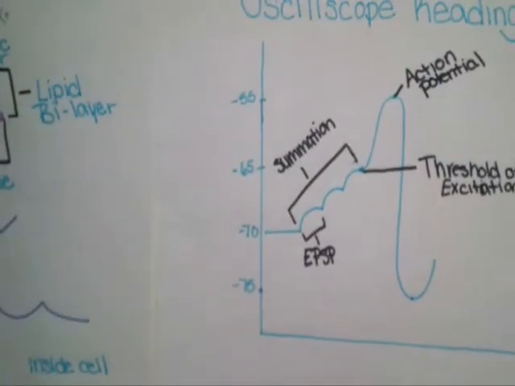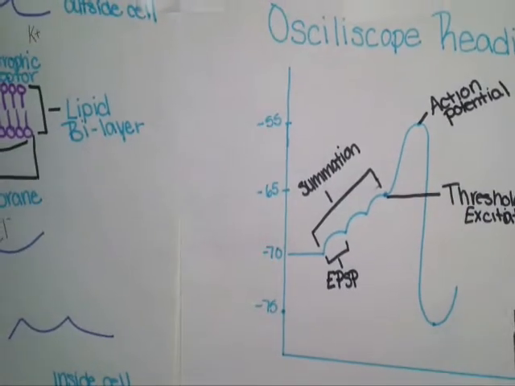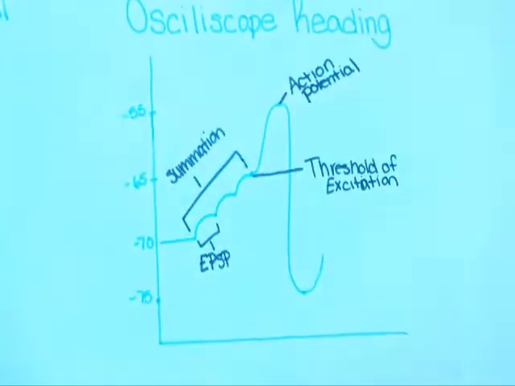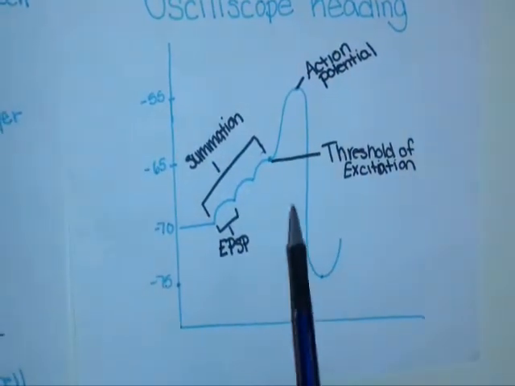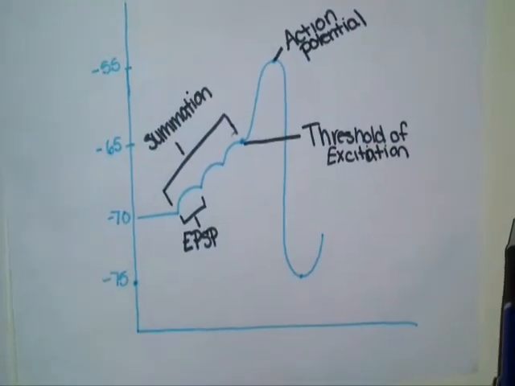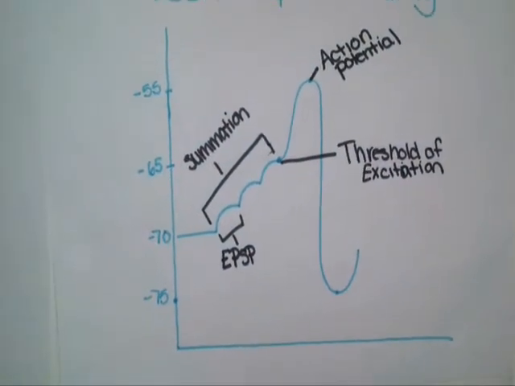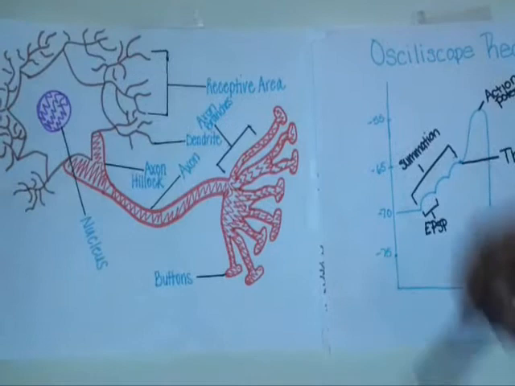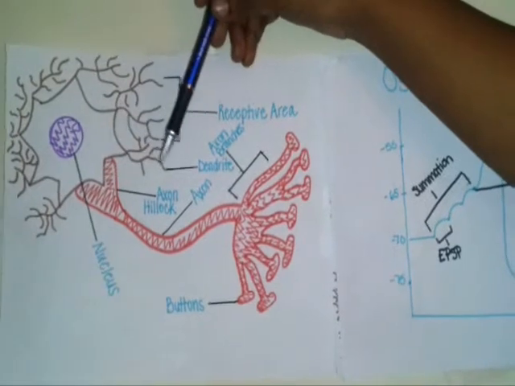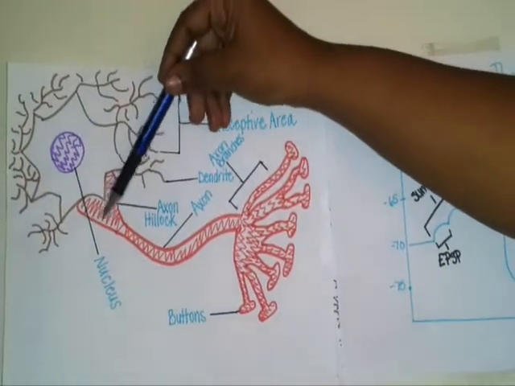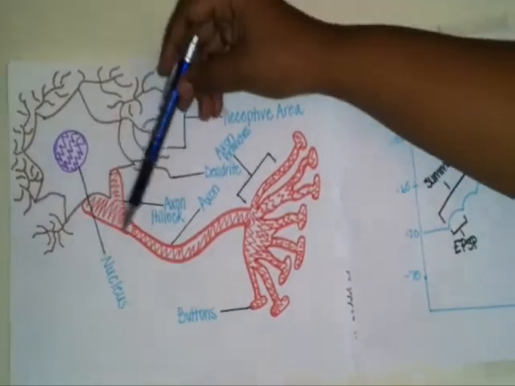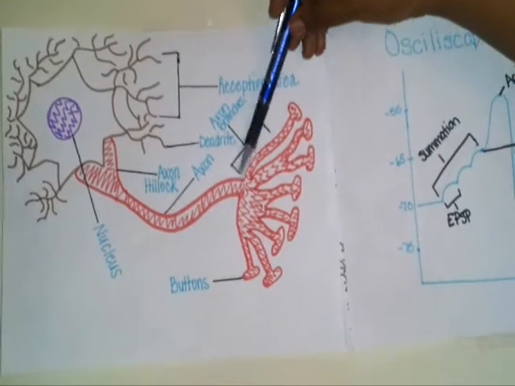At negative 65 millivolts is the threshold of excitation for sodium, starting action potential. When summation reaches the threshold of excitation, this process is called temporal summation or spatial summation. All the electrostatic potential from the sodium entering into the cell membrane is collected in the axon hillock. When the threshold of excitation is reached, it sends an electrical signal down the axon.